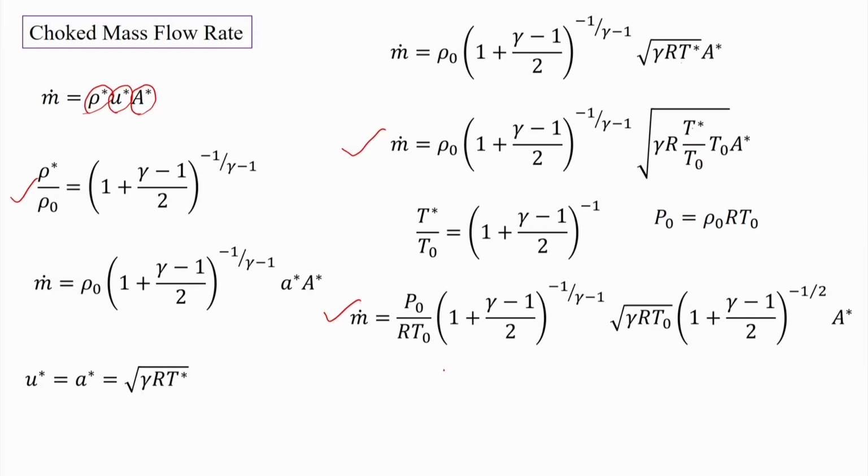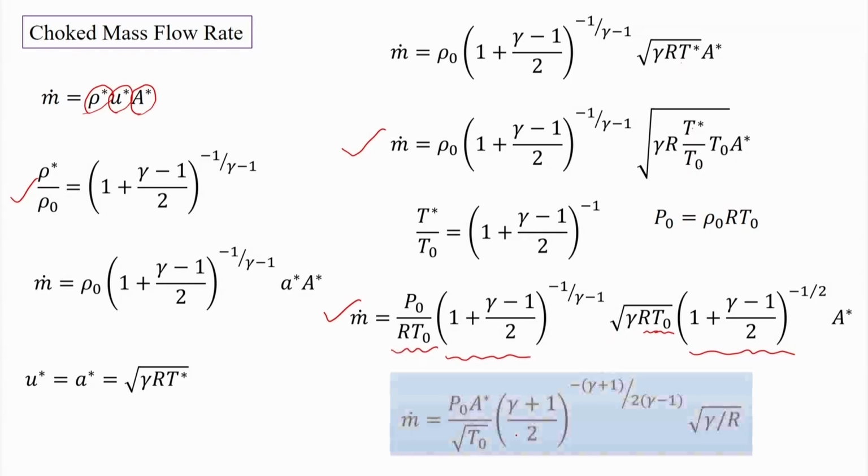This can be simplified since this term and this term are the same. We have T naught over here and R over here. We also have R and T naught over here. So the mass flow rate formula in a concise form will be P naught into A star divided by under root T naught, into (gamma plus 1 by 2) bracket raised to minus (gamma plus 1) divided by 2 into (gamma minus 1), into under root gamma R.